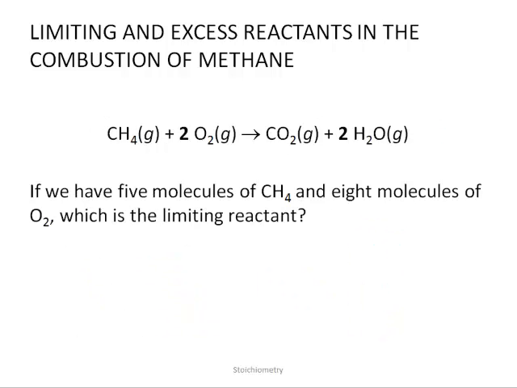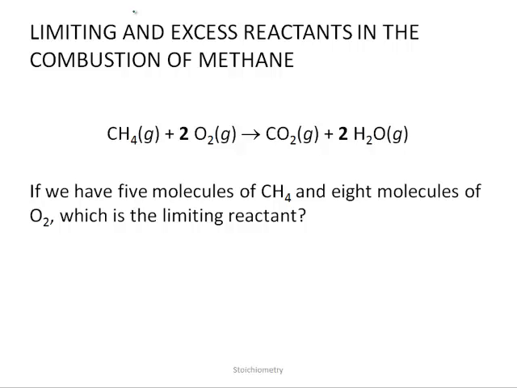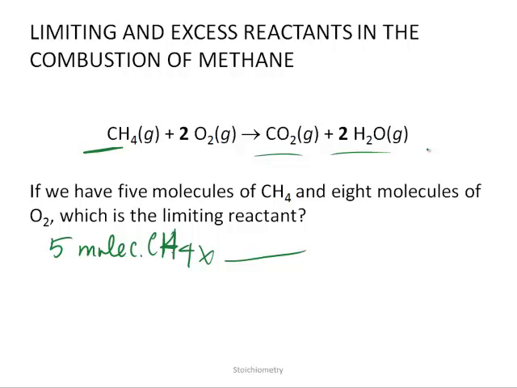So if we have 5 molecules of methane and 8 molecules of oxygen, which one is going to run out first? Which one is going to be our limiting reactant? What we can do is set up conversion factors just like we did previously. If we have 5 molecules of methane, we know that for every 1 molecule of methane, it's going to produce 1 molecule of CO2 or 2 molecules of water. Since we have 2 products here, we can select either to determine our limiting reactant. But the trick is you have to use the same product for both of your calculations.